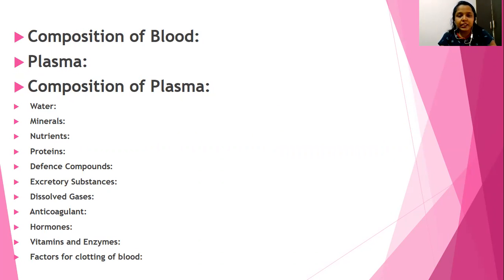The fluid which is there outside the cells we call extracellular fluid. So blood is composed of 30 to 35% extracellular fluid. The volume of the blood, usually if a person weighs around 70 kgs, will be around 5.5 liters of blood. And the blood is slightly alkaline in its pH.